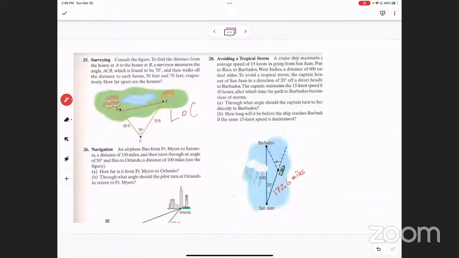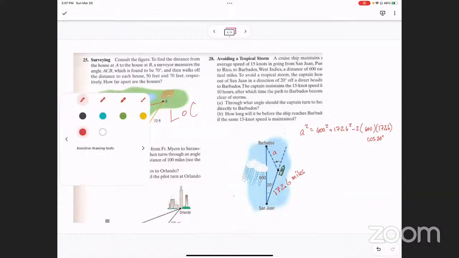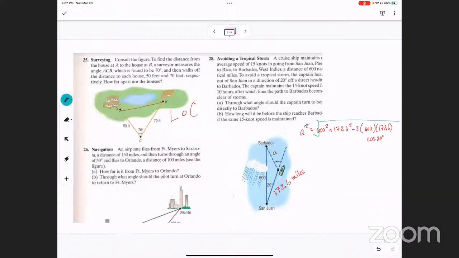So we'll call this A over here. A squared equals 600 squared plus 172.6 squared minus 600 times 172.6. Don't I need a 2 in there? Yeah, sorry. Times cosine of A. Which means A equals the square root of that mess.